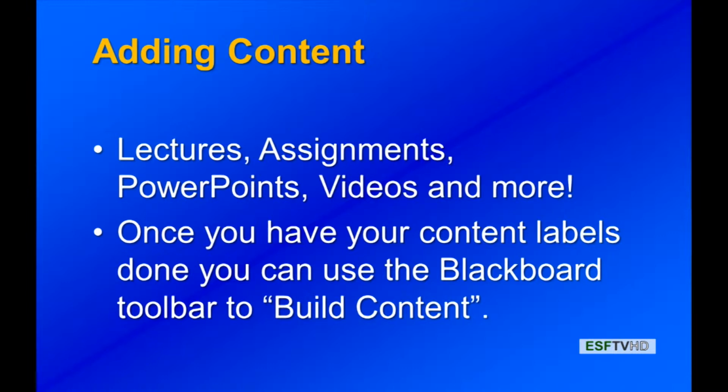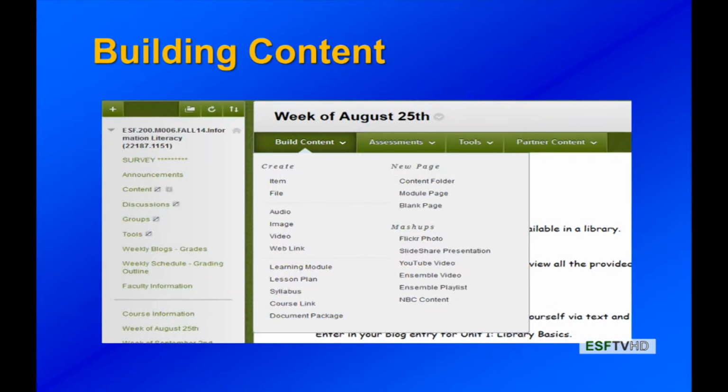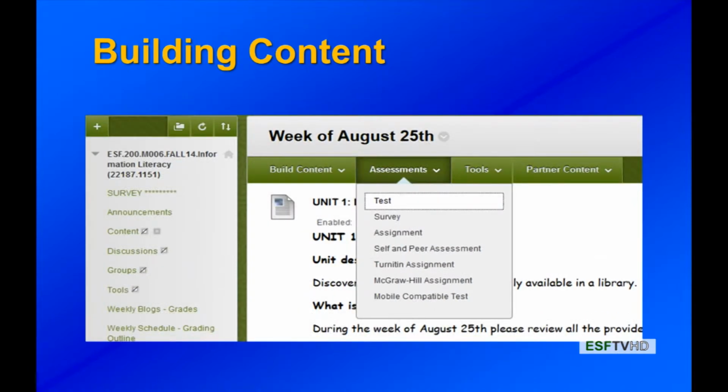And so once you have your content labels all set up, you can go ahead, and I'll show you the screen here. Once you click on your content label, for example, I've clicked on maybe week of August 25th here, I can go to Build Content, and I can put anything I want in that content area. I can put in videos, I can put in PowerPoint presentations, and that's under Build Content. The next option over says Assessments, and that's where you would build the content for assessments such as surveys and assignments and tests.